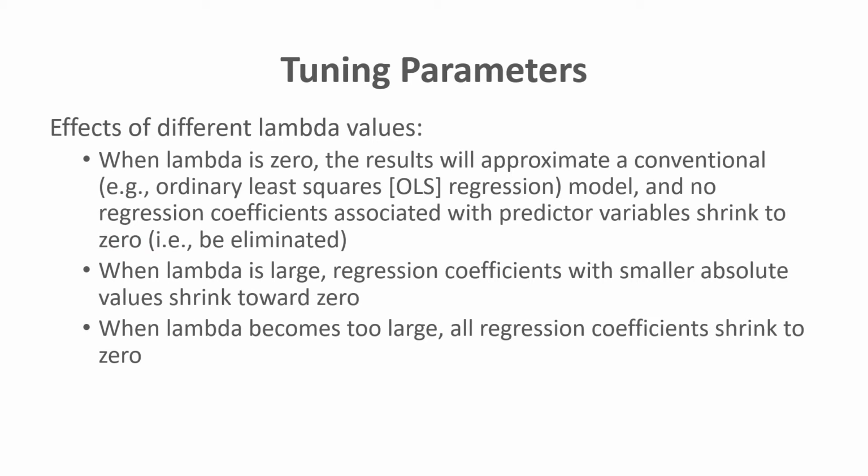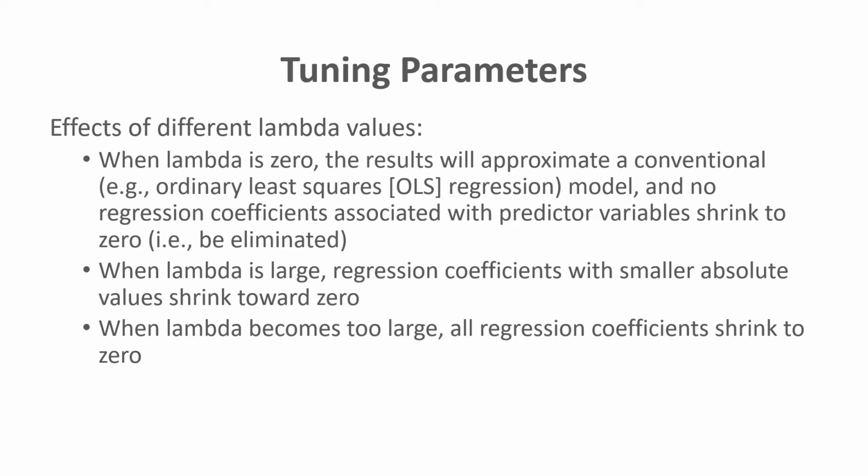So continuing on with the idea of the lambda tuning parameter, there are different effects of different lambda values when it comes to our lasso regression estimations. Now, when lambda is 0, the results of our regression model will approximate a conventional regression model. For example, if we're doing linear regression using a lasso regression framework and we set lambda to 0, then our results will tend to approximate a conventional ordinary least squares linear regression model.